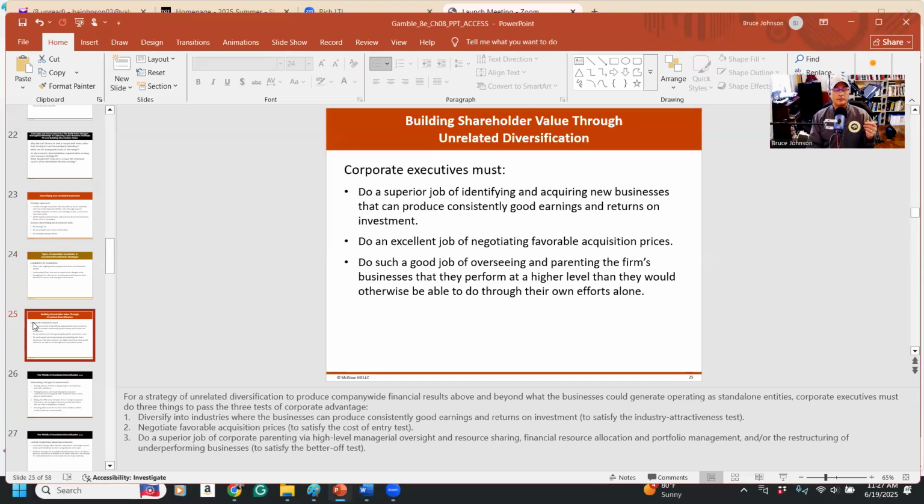So if you're trying to get into an unrelated business line, how do you create shareholder value? Your book talks about doing a superior job of identifying and acquiring new businesses that can produce consistently good earnings and returns on investment. How do you know if it's an unrelated field, if that's going to continue? And the answer is, how long have they been around? How long has this target business that we're looking at been doing business?